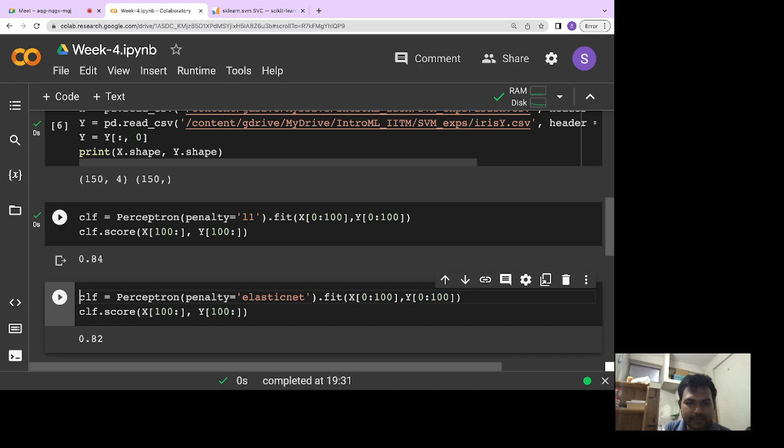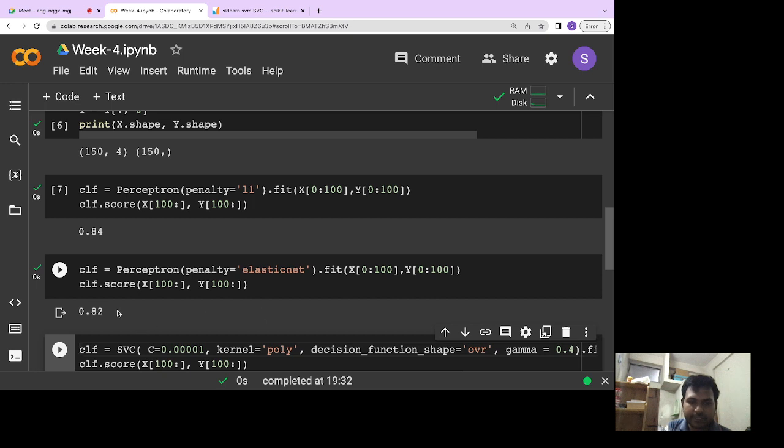So that is the first question, perceptron with penalty of L1. The other penalty is elastic net, which is a combination of L1 and L2 regularization. So again, I'm doing the same thing: training a perceptron classifier with elastic net regularization, fitting the first 100 points for training and taking the next 50 points for testing. Once I do that, it comes out to be 0.82. So regularization is probably not required in this case, which is why, once I'm using the L2 regularization, the test score is dropping.